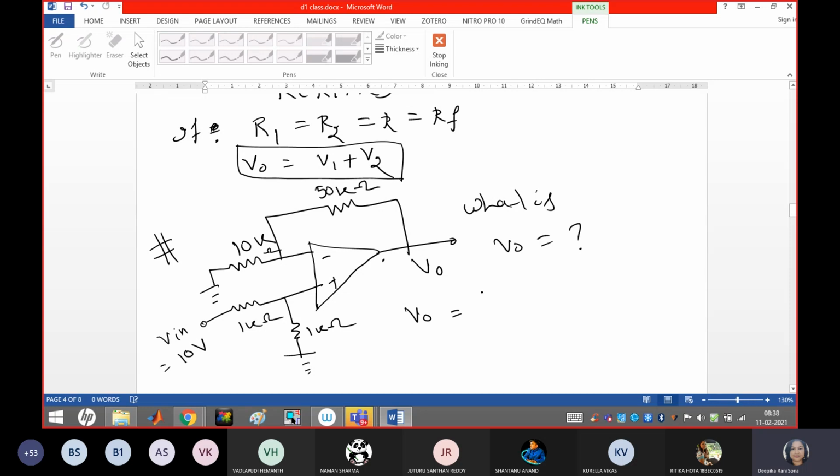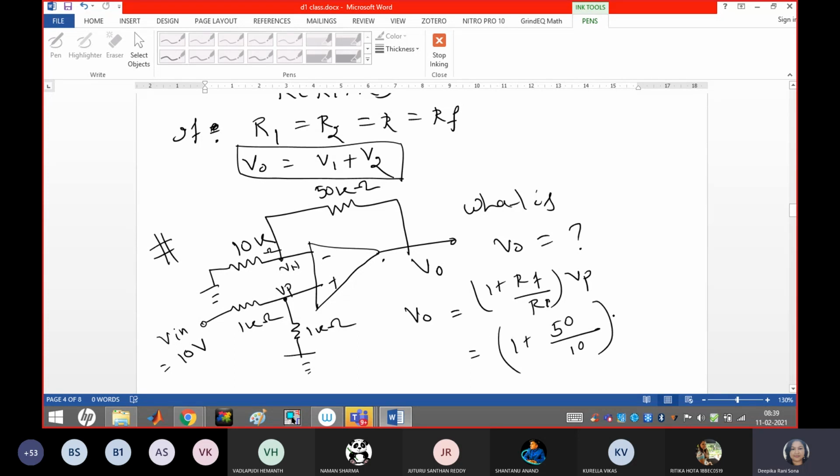What is the V0 equation, guys? Suppose this is VP now. I will write a different name, guys, because sometimes you should not be confined to VB only. I'll write VP sometimes, I will write VB sometimes. So what is the V0 equation? (1 + RF/R1) into VP. This is the equation, right? Directly we can solve this. 1 plus RF is 50, R1 is 10K.